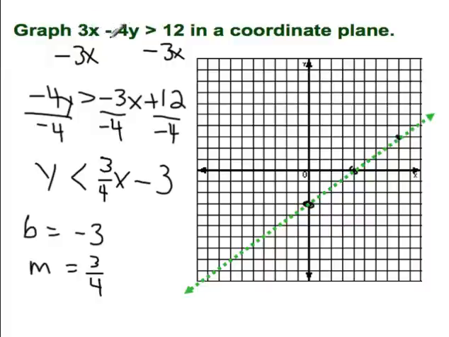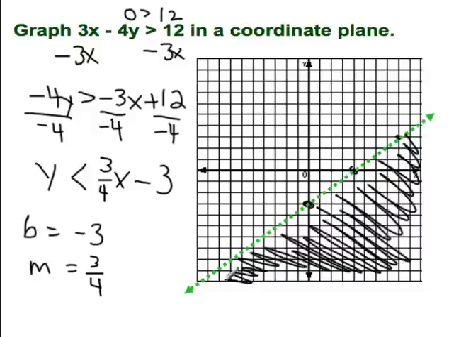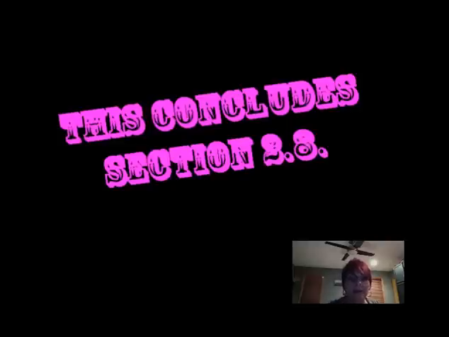3 times 0 is 0, and then 4 times 0 is 0. So this side is going to give me 0. And then we've got greater than 12. Is 0 greater than 12? No, it's not. That means that this point 0, 0 does not satisfy the inequality, so I have to shade the other side. That means that every point over on this side where I shaded should satisfy the inequality. And that concludes section 2.8.